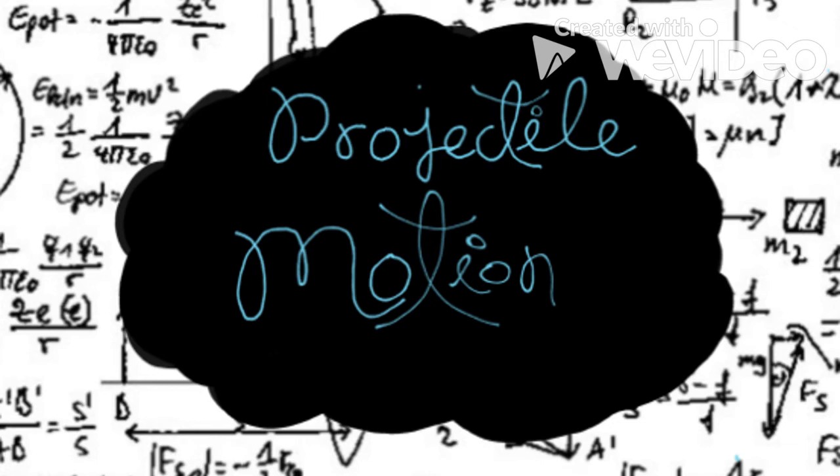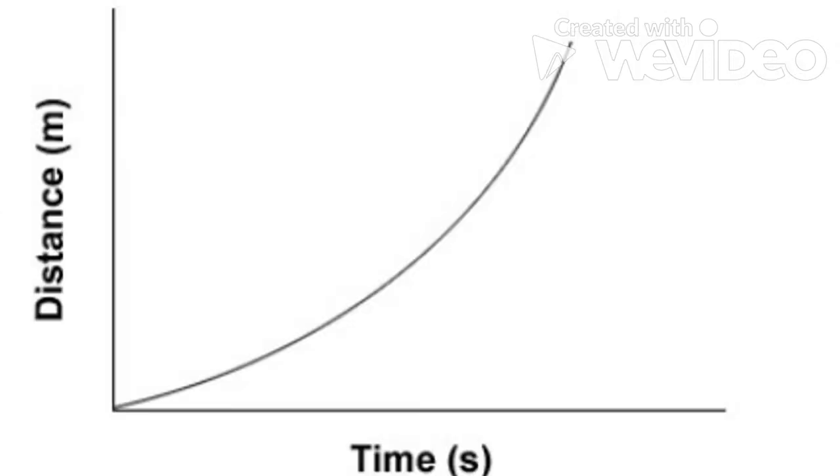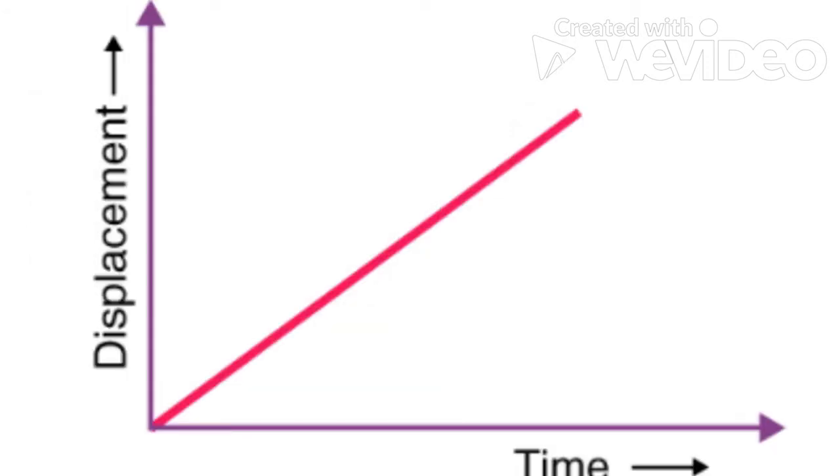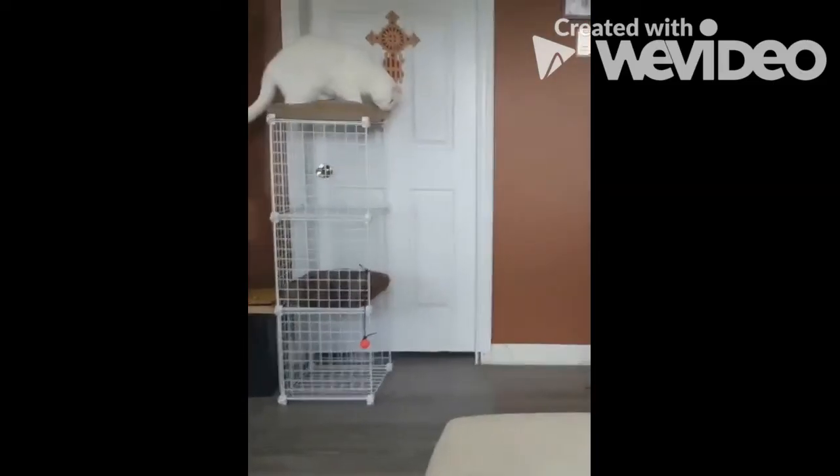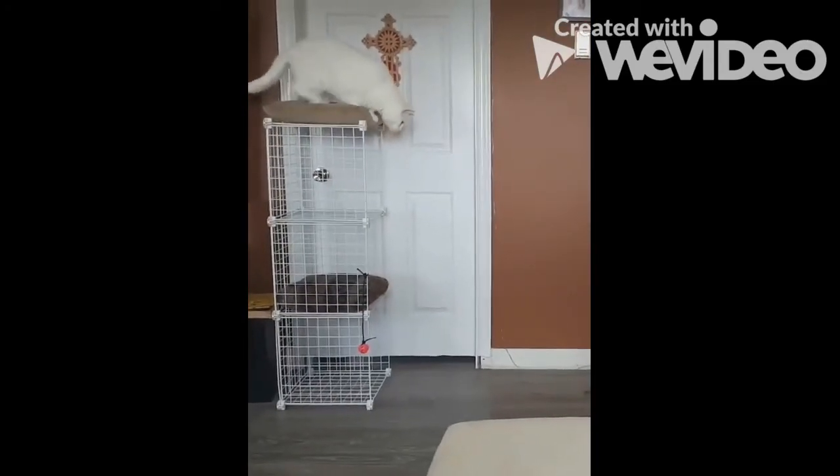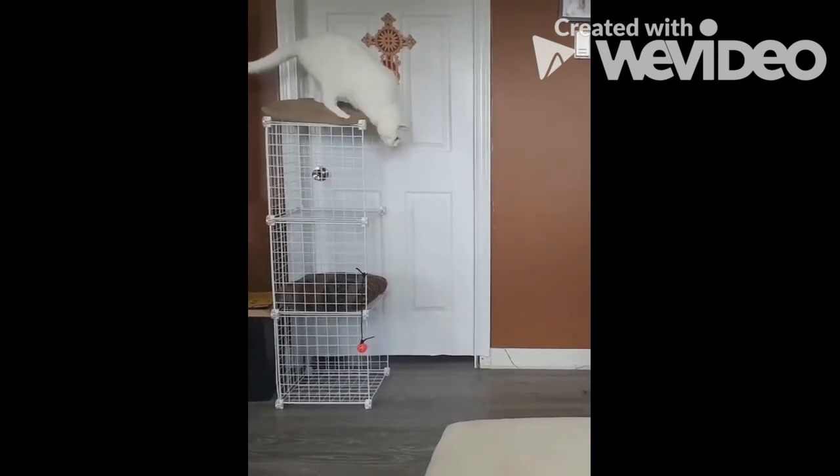A projectile is any object that travels through the air with a combination of two different types of motion. The two different types of motion are accelerated motion in the y direction and uniform motion in the x. An example of a projectile is a cat jumping off a ledge. As he travels along his trajectory, he has a uniform motion in the x direction and accelerated motion in the y.